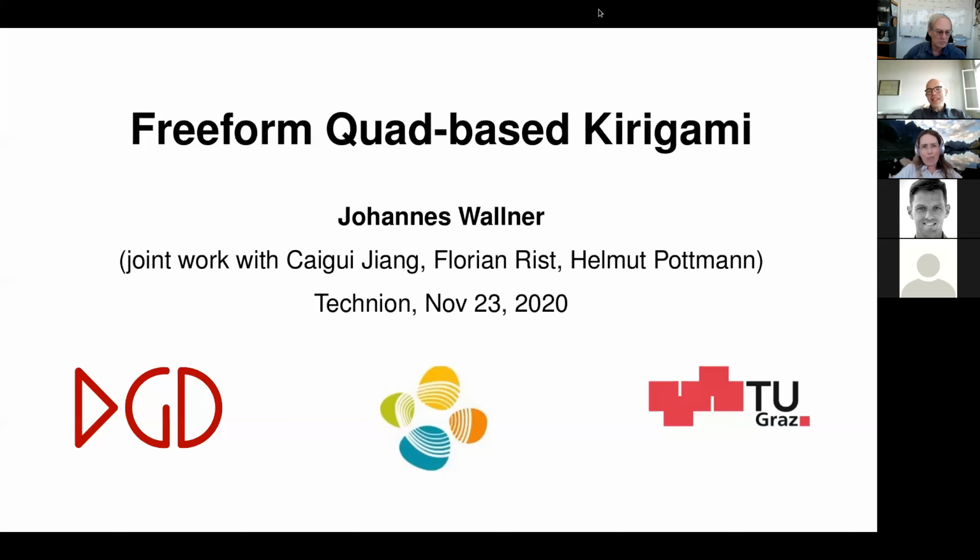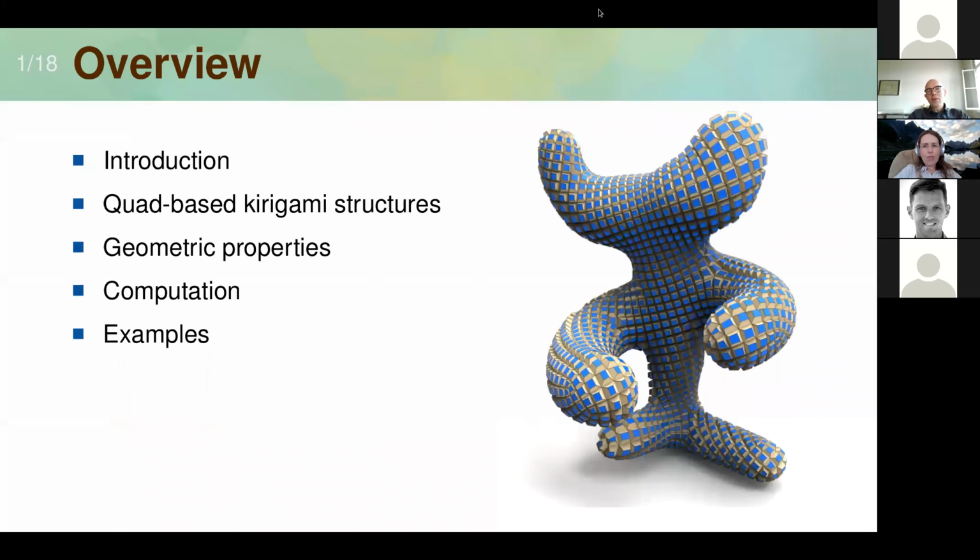Thank you, Miri, for inviting me and for the nice introduction. I'm going to talk about freeform quad-based Kirigami. That is joint work with Caigui Jiang, Florian Rist, and Helmut Pottmann from TU Wien, and also Gauss. So what am I going to talk about? About quad-based Kirigami structures, their geometric properties, their computation, and of course I will also give some examples.